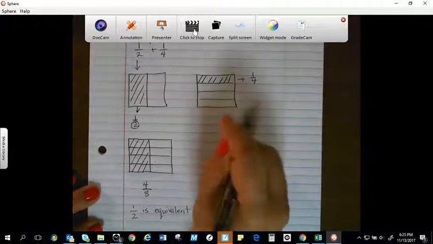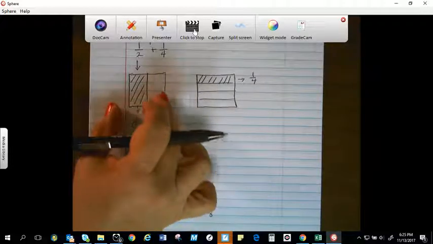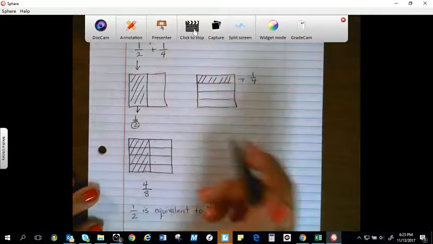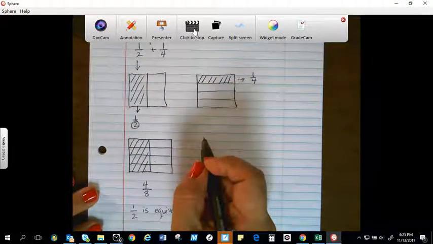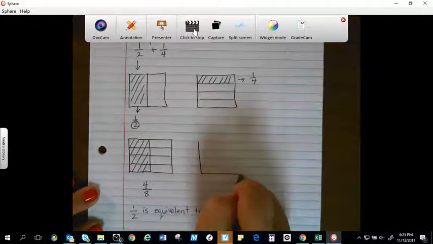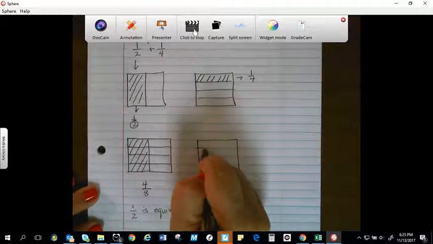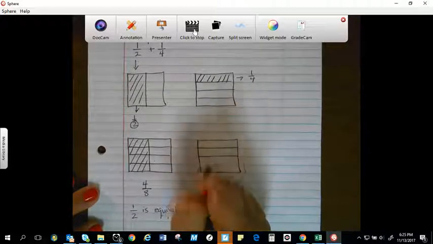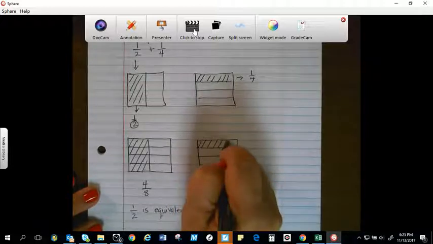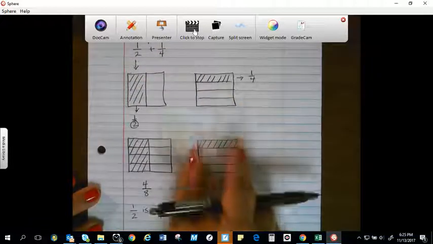I'm going to do the same thing here. I'm bringing down this one because I'm going to transfer this. This is the same as transferring this pictorial design or model over onto this pictorial design. This is my original, where I have 4 equal parts. I will shade in 1 of the 4 equal parts, transferring this on top of here.